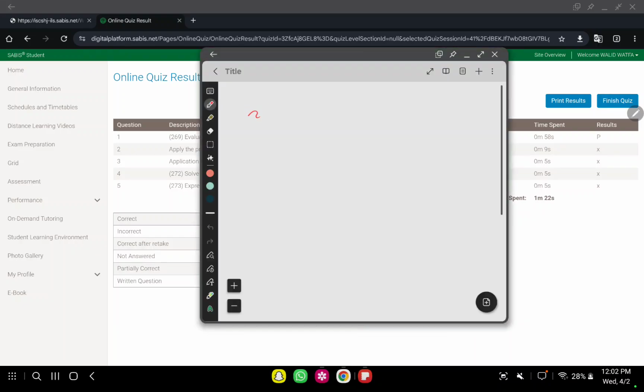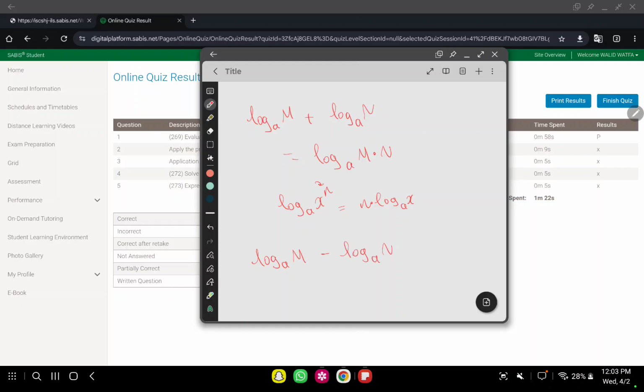But you need to remember that log base a m plus log base a n can be expressed as log base a m times n. Also, you need to know log base a x to the power of n. When you have a power, it can be taken out as a coefficient. It's the same as n times log base a x. Also log base a m minus log base a n is the same as log base a m over n. Okay, very nice, very easy.